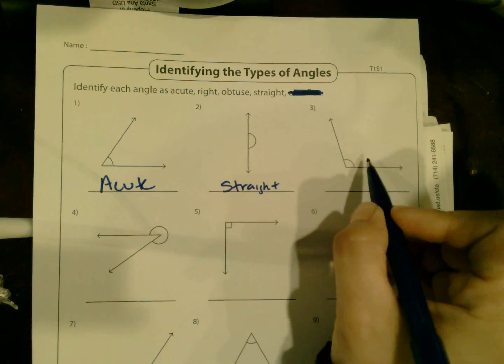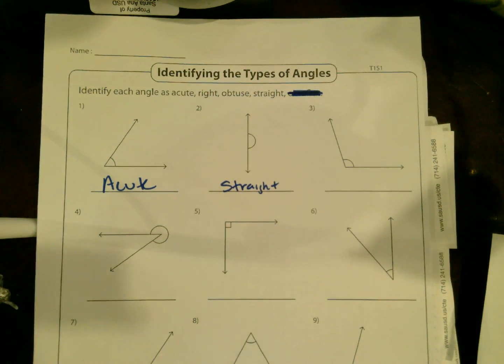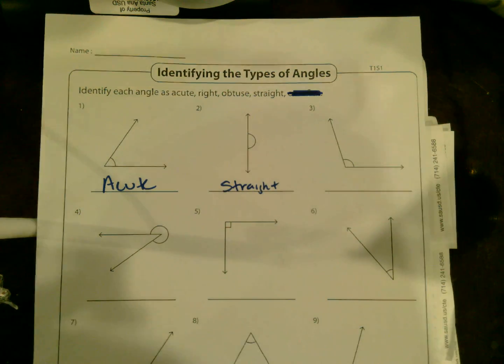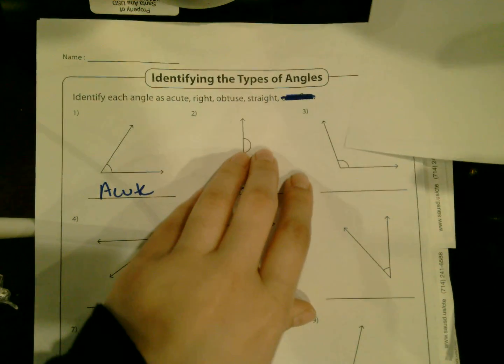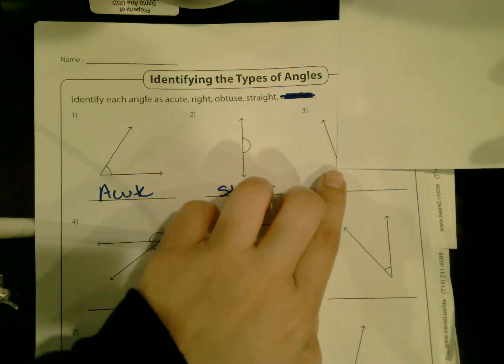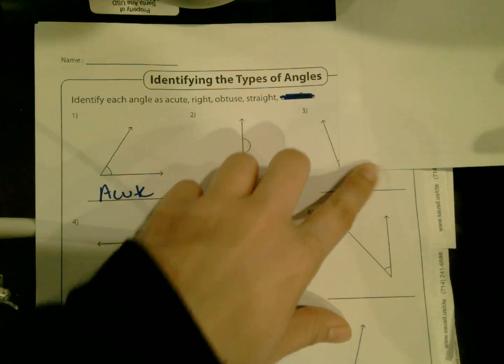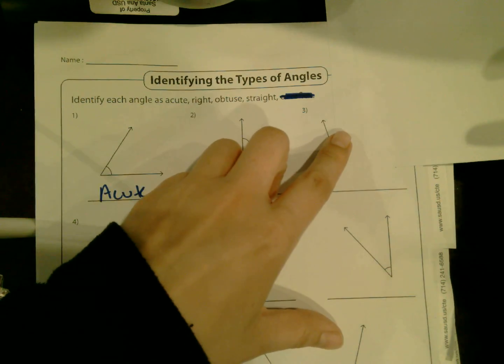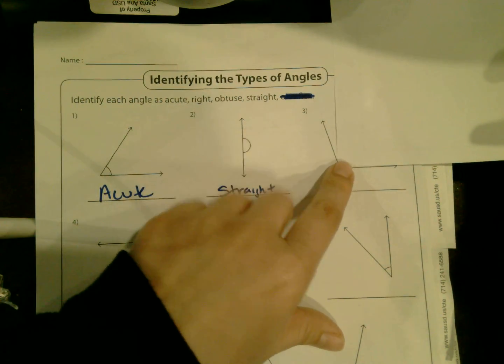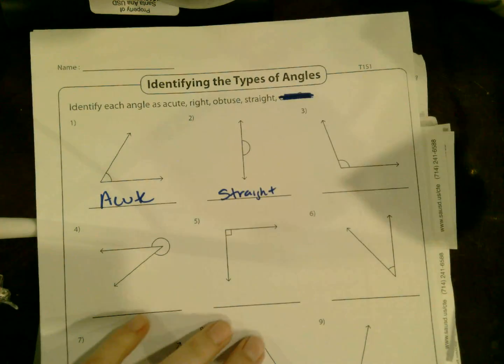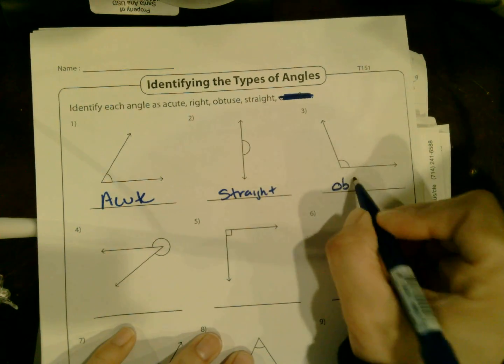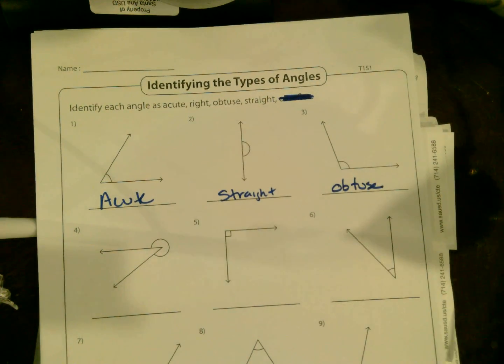This one, is it more than 90 or less than 90? If you want to do the paper trick, you can take a piece of paper and put it in here. Obviously, you don't have this worksheet. And you see how the angle still appears? Well, my piece of paper is exactly 90. So if I fit this paper in here, it's going to go outside. So therefore, it's more than 90 degrees. So it's called obtuse.